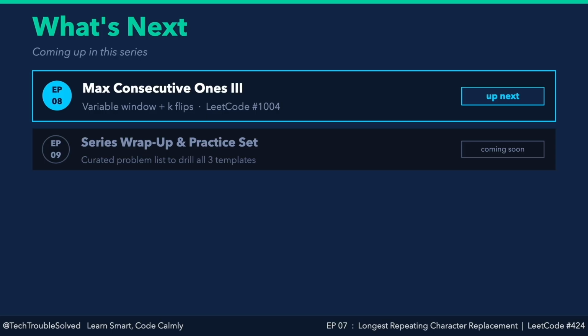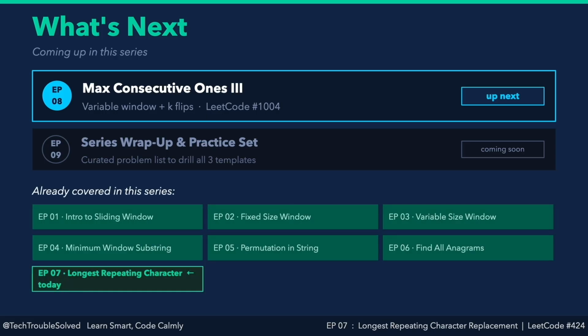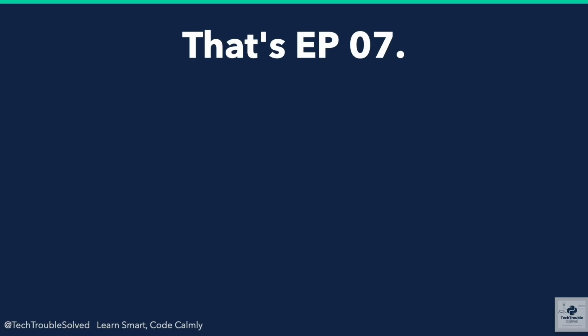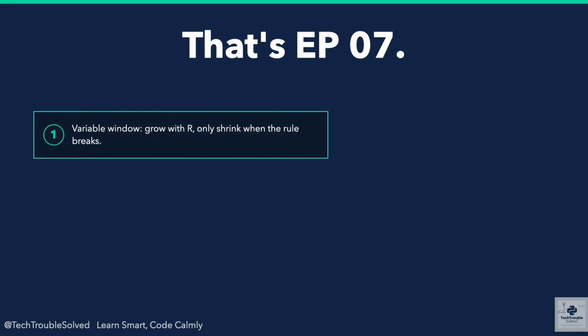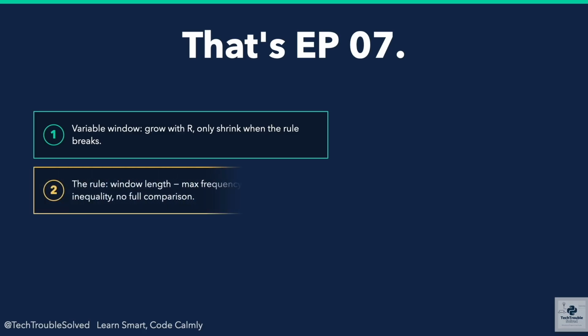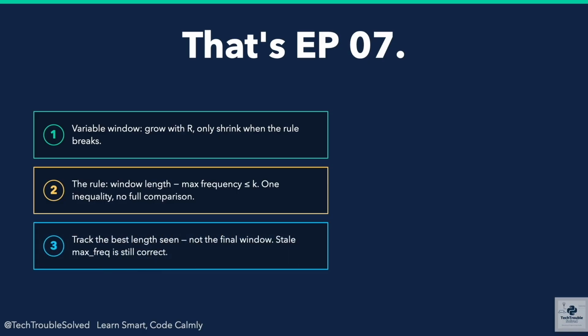If you have made it this far through the series, episode 8 is the one where everything clicks together. Quick recap. Variable window, grow with R, shrink only when the rule breaks. The rule is window length minus max frequency less than or equal to K. Track the best length you have ever seen, not the final window. Stale max frequency is fine.